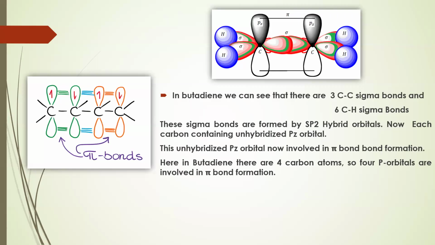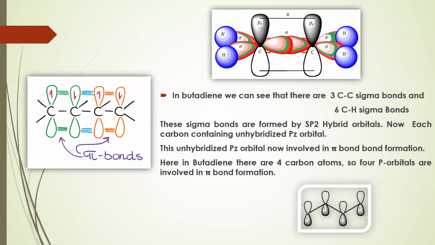Now, coming to the point, the p orbitals form sidewise overlapping. That's why the bond is a pi bond. So, the unhybridized p orbitals are overlapped. It forms a pi bond. So, 4 p orbitals are there. Every p orbital has 1 electron. So, 4 p orbitals contain 4 electrons. These orbitals are involved in bond formation. Which type of bond? Pi bond. Hybrid orbital forms sigma bond. Unhybridized p orbital forms pi bond. So, that's why the title is pi bond formation of 1,3-butadiene.